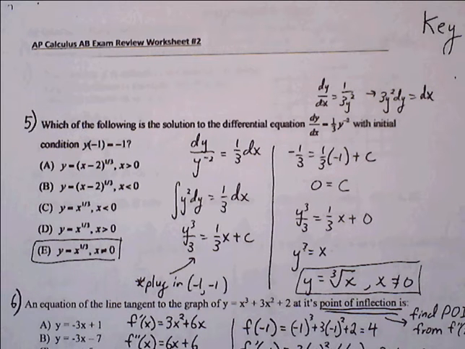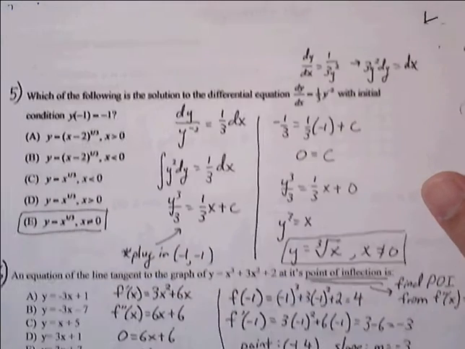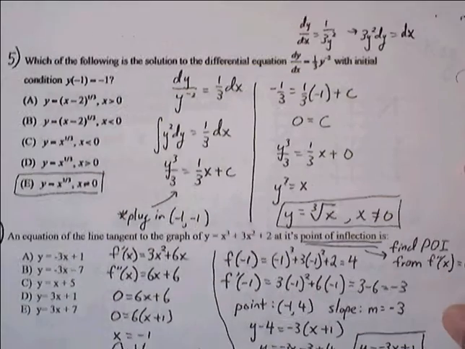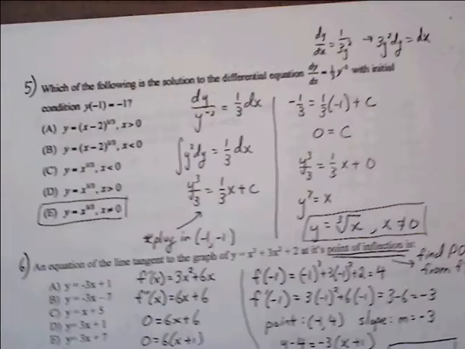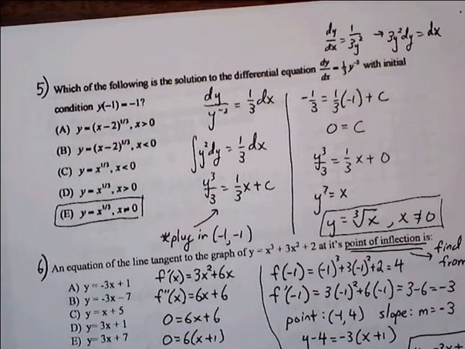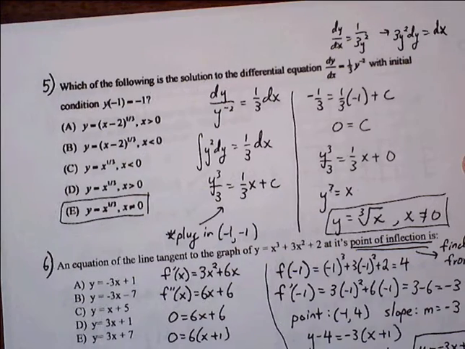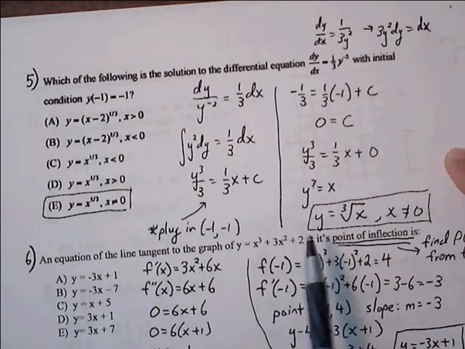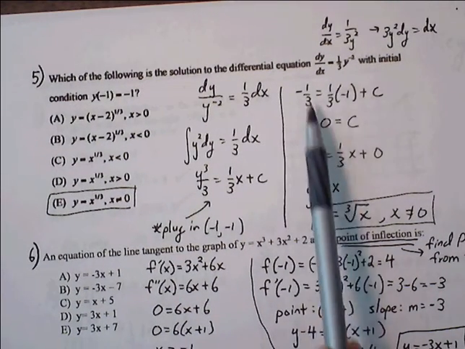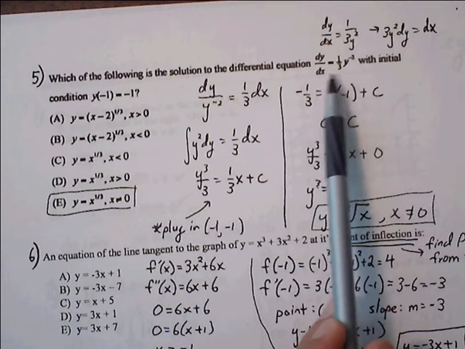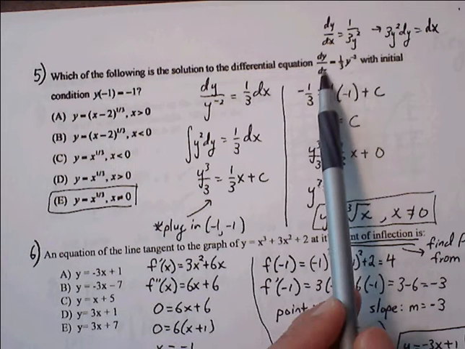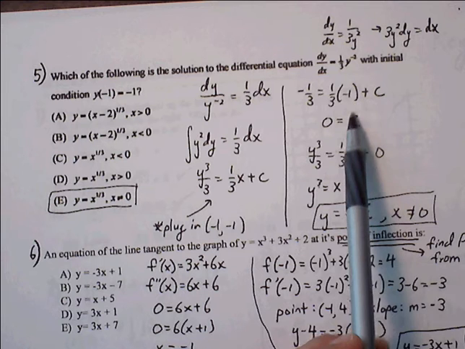We're continuing with the back page of the AP Exam Review Worksheet 2, number 5. Which of the following is a solution to the differential equation dy over dx is equal to 1/3 y to the negative 2, with initial condition y of negative 1 equals negative 1? So we can go through our steps to solving differential equations. Separate the variables. We want the y's on the left, our x's on the right.